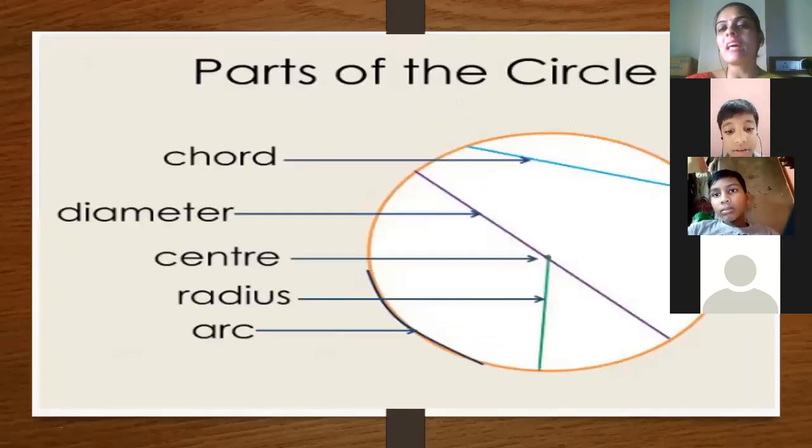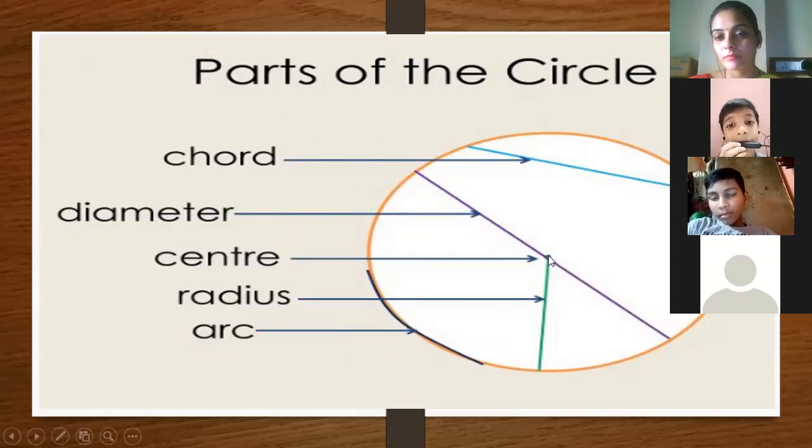So what parts of the circle have we seen? Chord, right, which divides the circle. Diameter, what does the diameter do? It divides the circle in half. And where is the center of the circle? In the midpoint. Midpoint, very good, of the circle. And what is the radius of the circle?